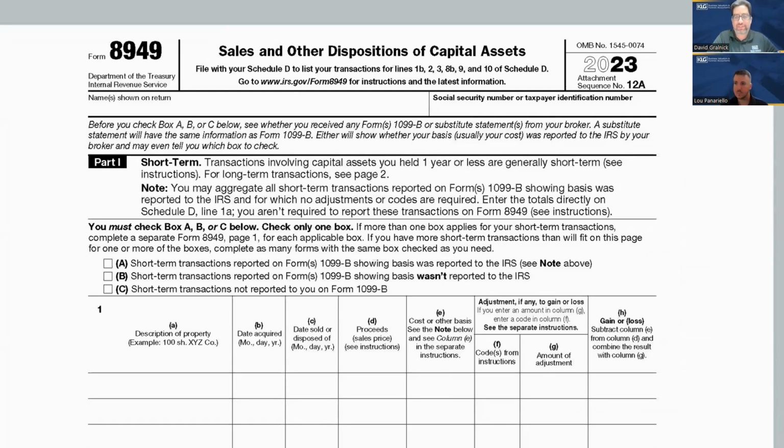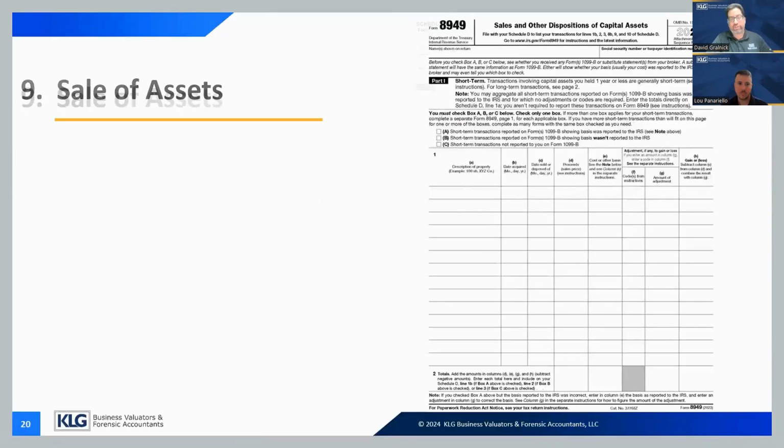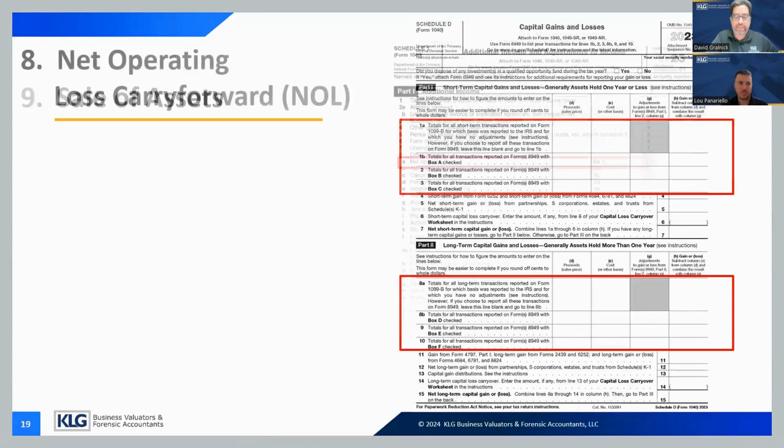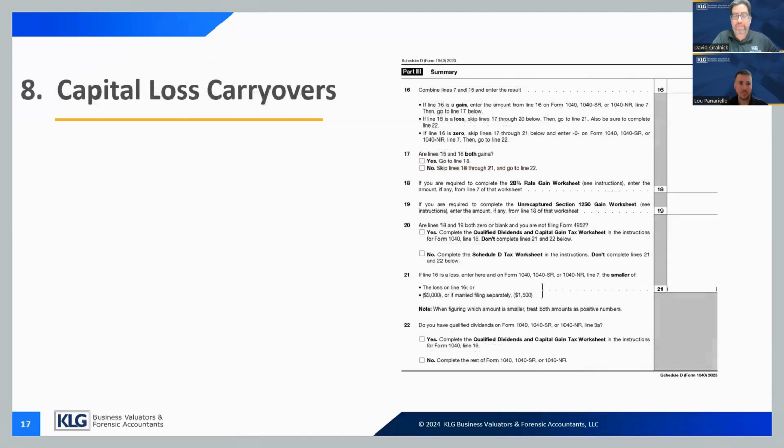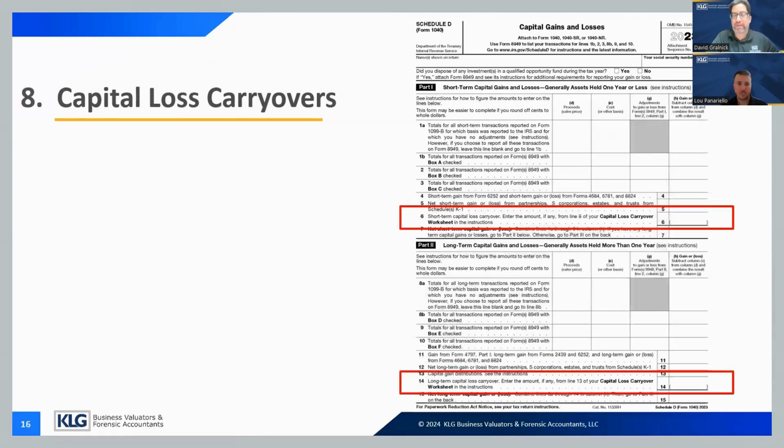There was a question given, can a capital loss carry forward only be used to offset capital gains? Yes, capital loss carry forwards are only taken against capital gains in the future. They cannot go against regular income. An NOL can go against regular income, but a capital loss carry forward would only go against capital gains. So thank you for that question.